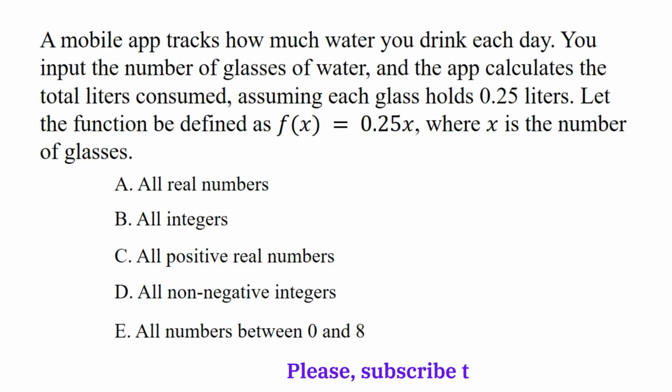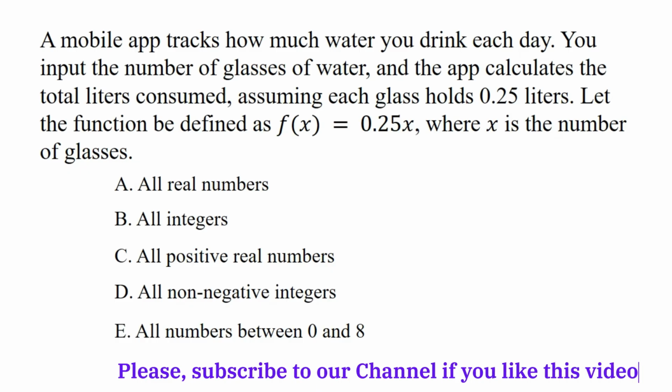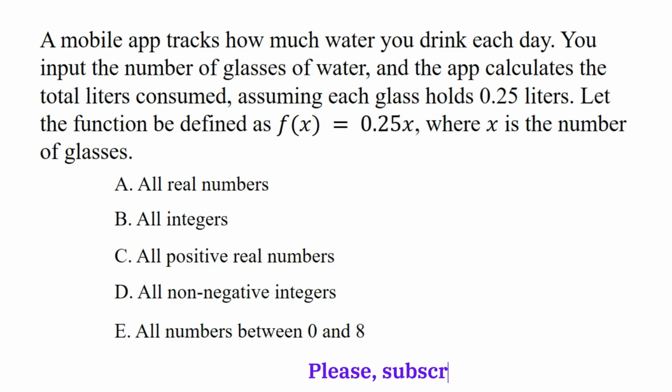A mobile app tracks how much water you drink each day. You input the number of glasses of water, and the app calculates the total liters consumed, assuming each glass holds 0.25 liters. Let the function be defined as L(n) = 0.25n, where n is the number of glasses.